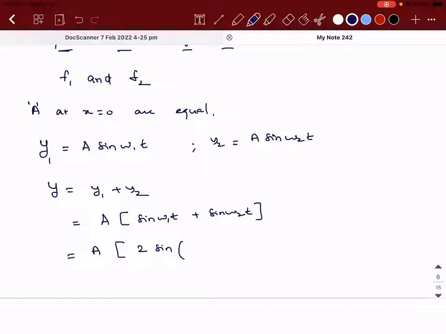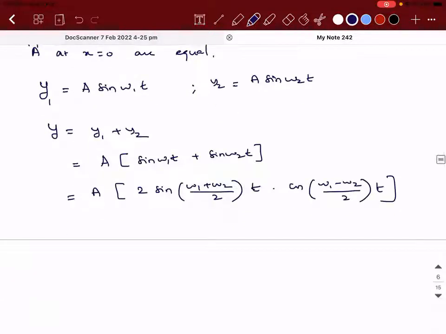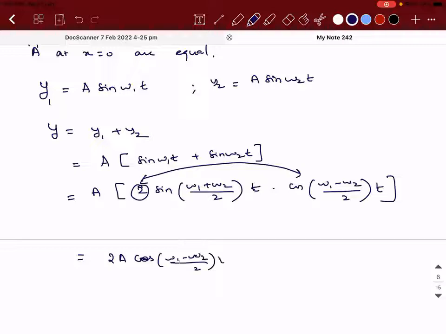Sine of, yeah, tell me. Sine of (omega 1 plus omega 2)/2 into t, into cos of (omega 1 minus omega 2)/2 into t. Okay. Now what we will do is, we'll take this 2 and combine it with the amplitude. So 2a cos of (omega 1 minus omega 2)/2 into t, into sine of (omega 1 plus omega 2)/2 into t.